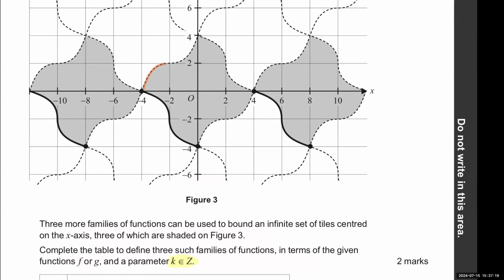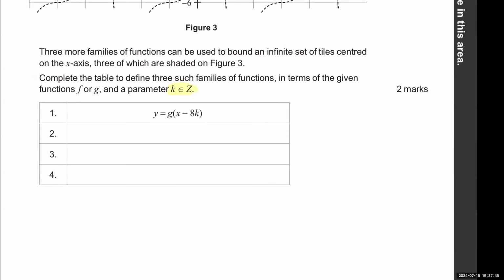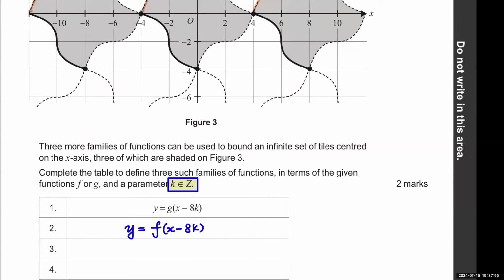Now, I think it is easiest to deal with f of x first. So each time I can just translate the function f of x. This is like f(x) minus 8, and this is like f(x) plus 8, okay? Eventually, that pattern goes on and on, onwards and backwards. So the second equation is y equals to f(x minus 8k). And we already specified k belongs to Z, okay?